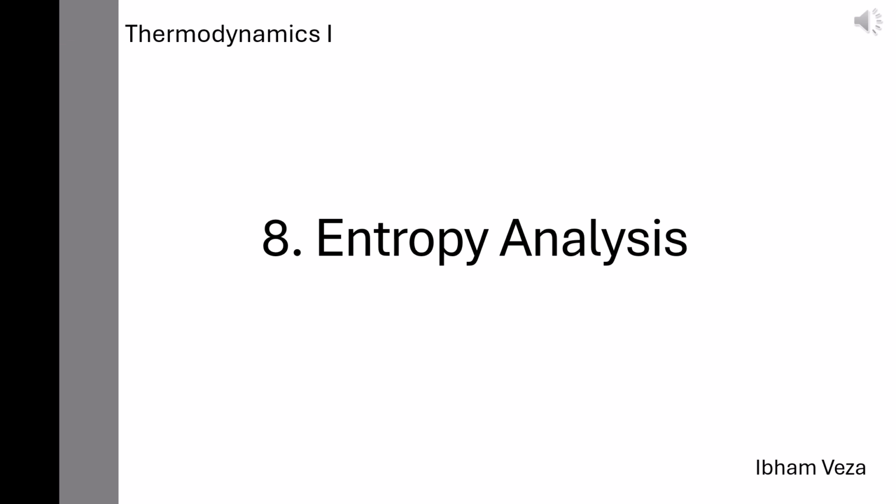Whether you're studying engines, refrigerators, or even biological systems, entropy gives us a way to quantify energy losses and inefficiencies. Think of it this way. Energy is conserved, but entropy always increases in real processes. And that's a big reason why no engine is perfect, no fridge can cool without some extra work, and why the world naturally moves towards more disorder unless we intervene with more energy.